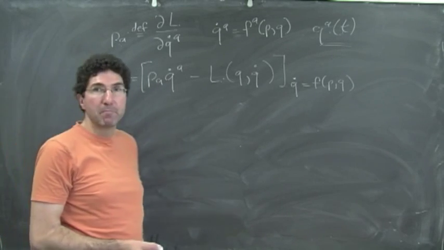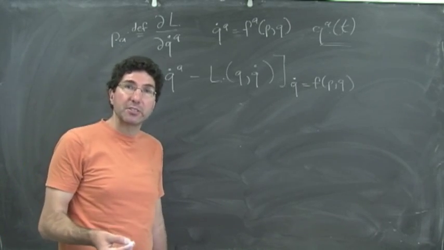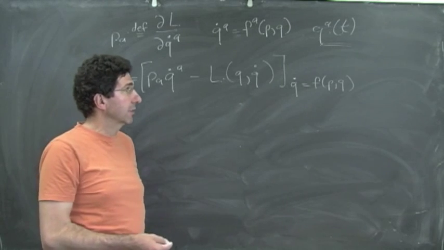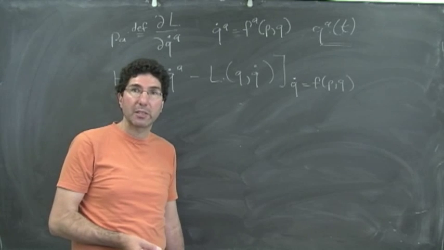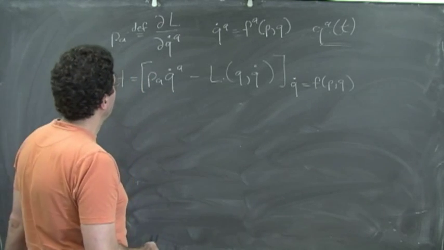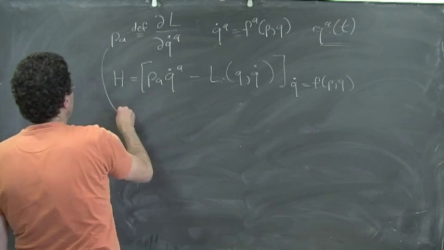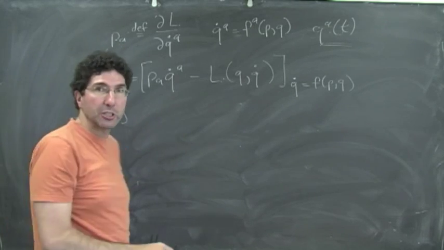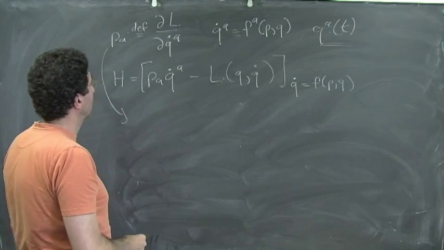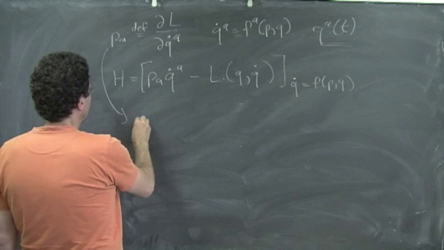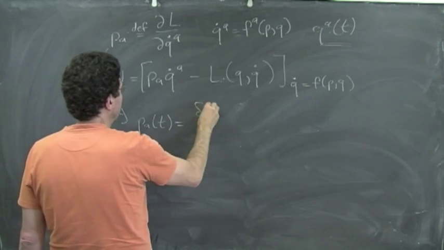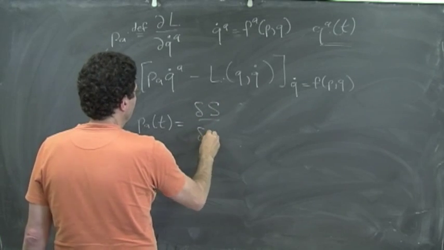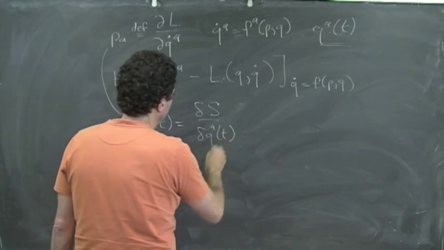Let's just apply this now, just as we did the classical Lagrangian. Let's apply this to our scalar field theory and see what the Hamiltonian looks like for that. To apply this to scalar field theory, it's useful to rewrite this relation in a slightly different way, in terms of the action. In terms of the action, we can write this as p_A(t) is the variational derivative of the action with respect to q^A(t).